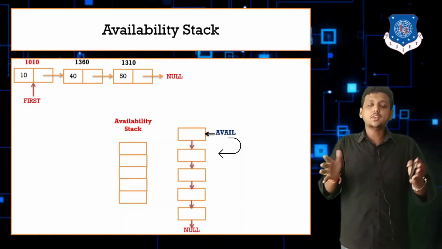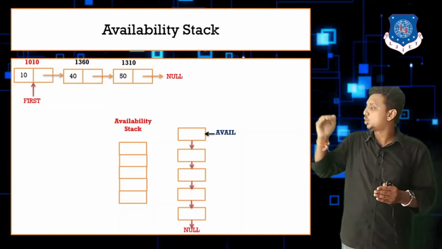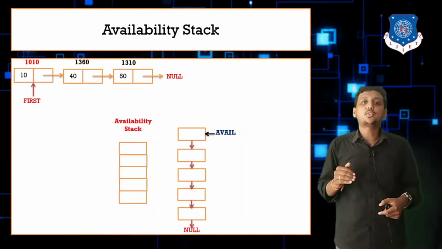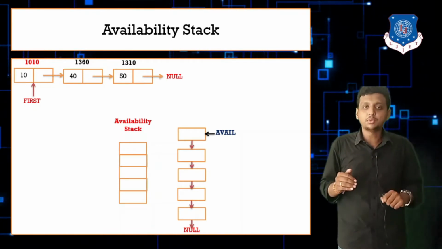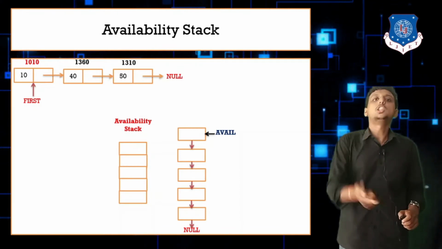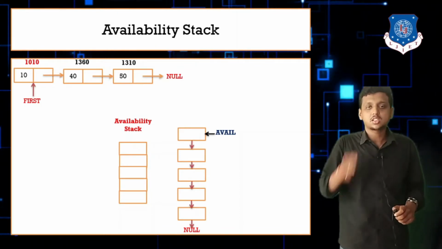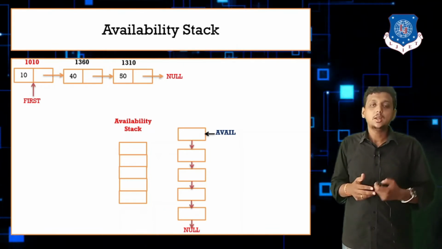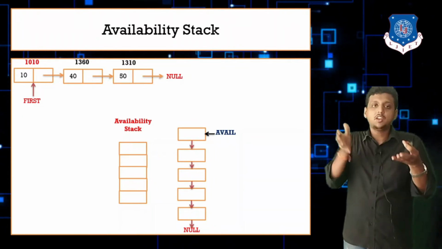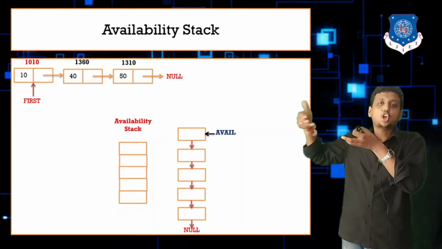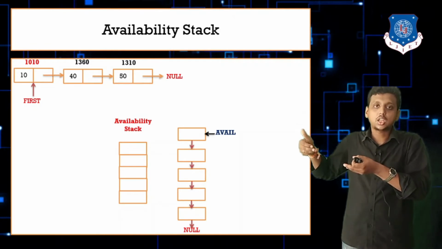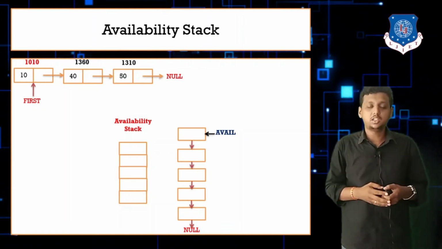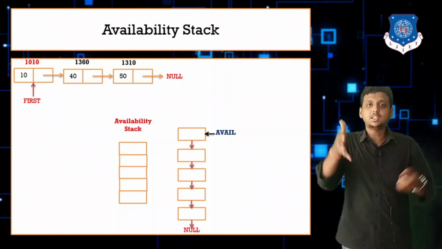Whenever you move your avail pointer from the top node to the next node, students, your topmost node is automatically deleted from the availability stack, automatically removed from the availability stack. So to do this process, what do I need? A new pointer. Why the new pointer? Because after removing the topmost node from the availability stack, what is the value of that particular node? How can we represent it? We do not have anything to represent the particular node.